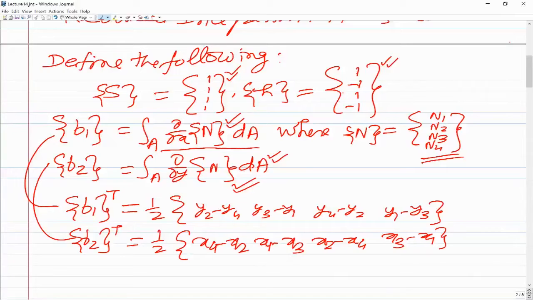Sir, here shape functions are in the physical coordinate system? Yeah, the shape functions are in the natural coordinate system.